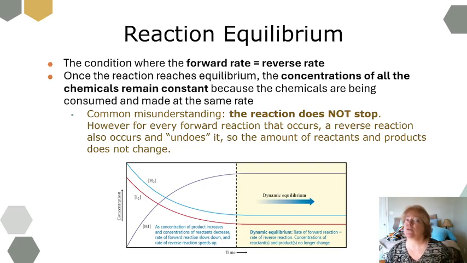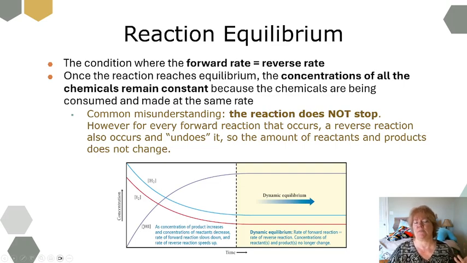Doesn't mean they're the same, but they're going to remain constant because as the forward reaction is making product, the product is now making the reactants as well. So they're kind of canceling each other out, so that whatever concentrations they have when they reach equilibrium, those concentrations are not going to be changing. A common misunderstanding is that people think, oh, the reaction stops. It doesn't stop. It's just that the forward reaction is canceling out the reverse reaction. And so it appears as if nothing is changing, but it's still ongoing. For every forward reaction, a reverse reaction is happening and undoing it.